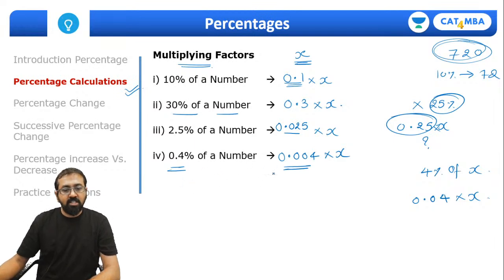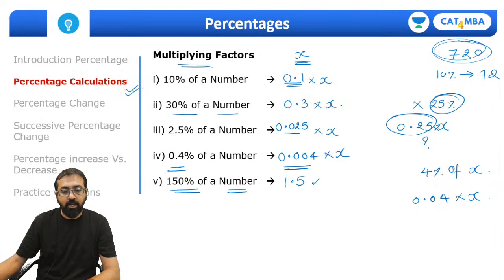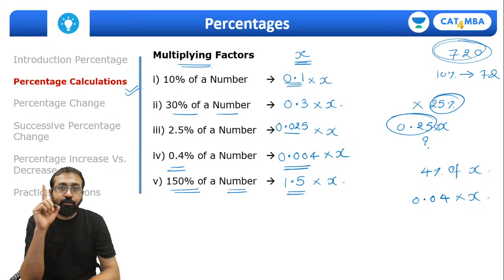Fine. So this is the multiplying factor. Then what is 150% of a number? Okay, so 150% of x. So I'll have to multiply by 1.5x. This is the multiplying factor. See, please understand, for 100%, the multiplying factor will be 1. So for more than 100%, say 150%, it will be 1.5.